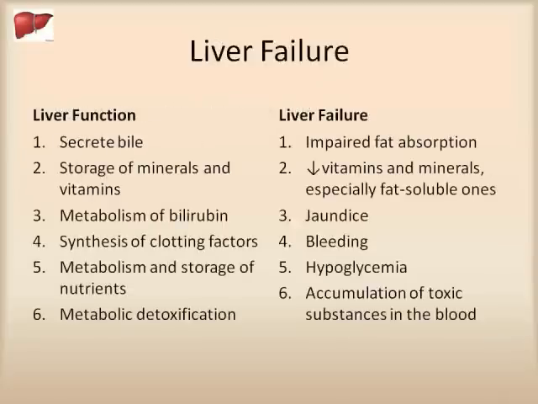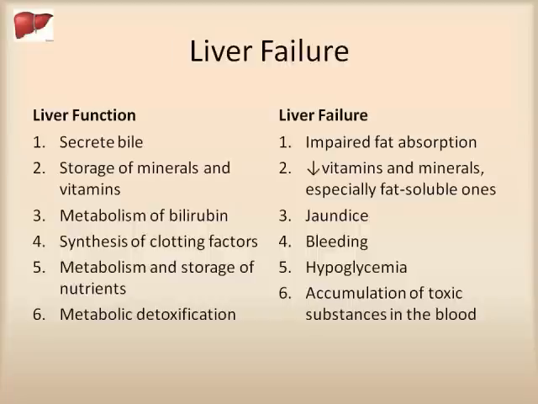All right, let's go back to the liver function things we talked about in one of the earlier slides and compare it to liver failure. Well, the liver is supposed to secrete bile, which plays a role in fat absorption. So if we have liver failure, we're not secreting bile as we should, and we can't absorb fats the way we're supposed to. That is going to interfere with the storage of minerals and vitamins. Remember, a lot of them are fat soluble. The metabolism of bilirubin has been altered in liver failure, so we see jaundice.